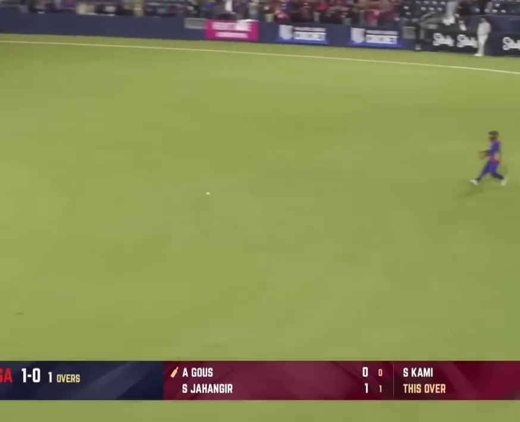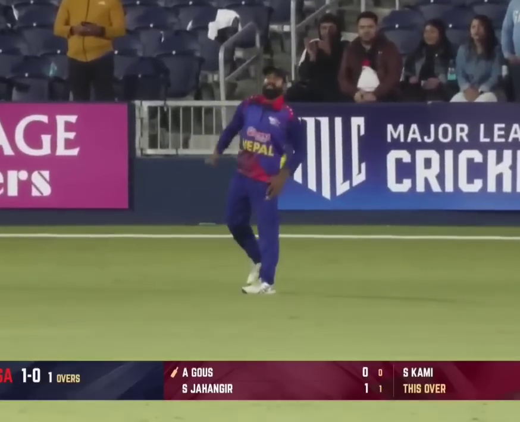Hit away into the leg side. That's a good result for Nepal. Only a single. Dipender Singh Airee, the fielder.